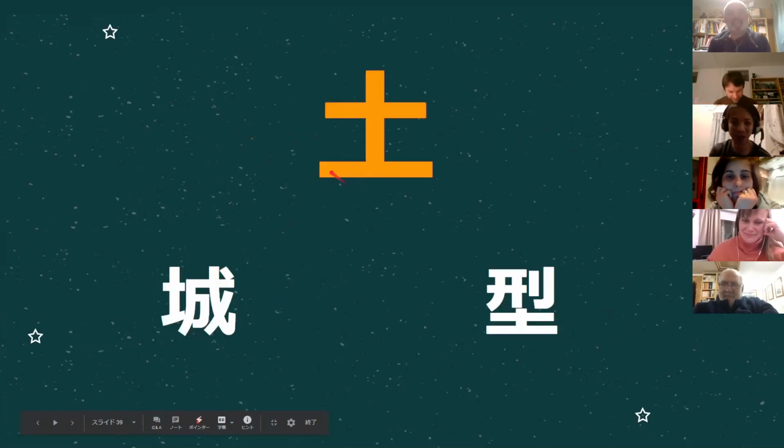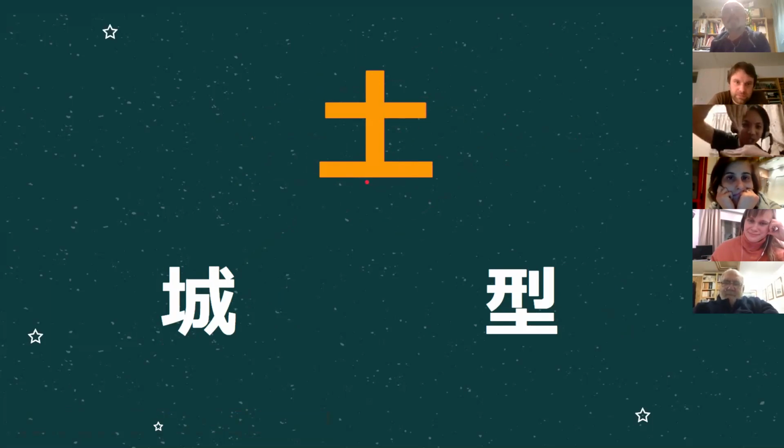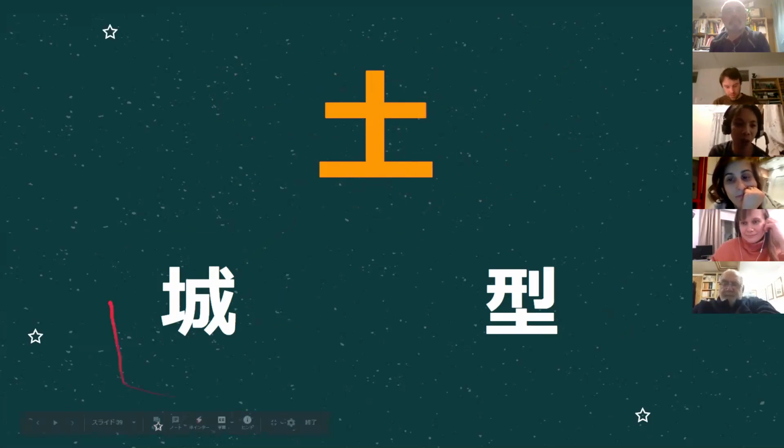So finally, the radical of earth. That's how we write earth, and it looks like a cross sticking to the ground. So you need some earth in order to stick your cross. If you see this radical as part of a kanji, then it has something to do with earth, like shiro or jo, castle, Nijo Castle. Obviously you need earth to build a castle.